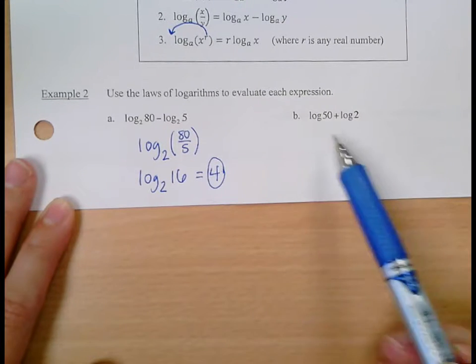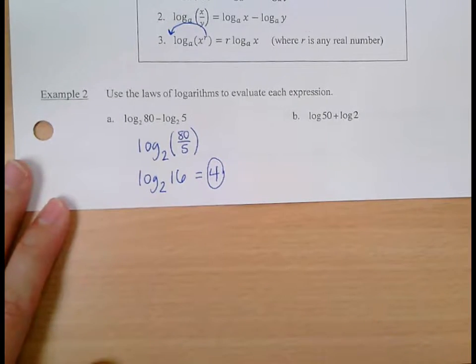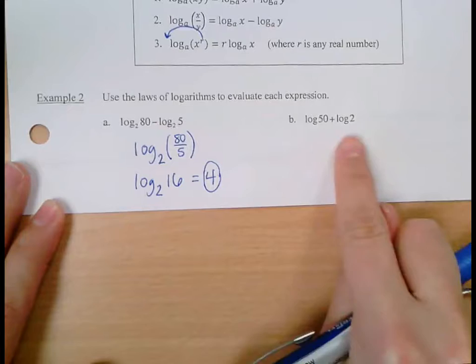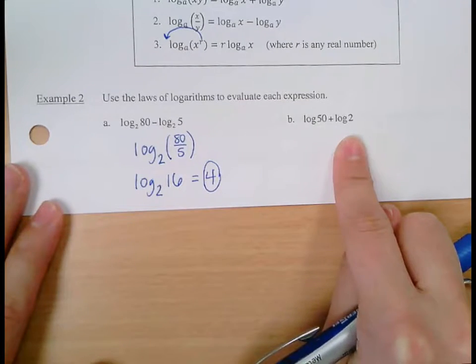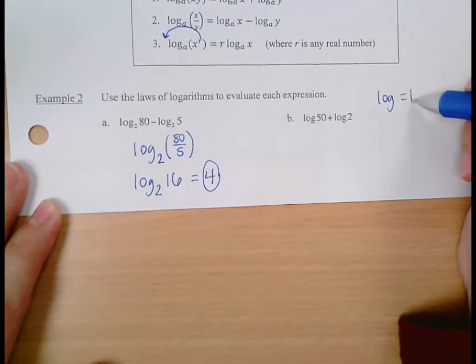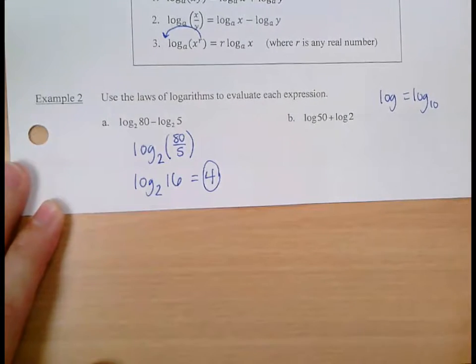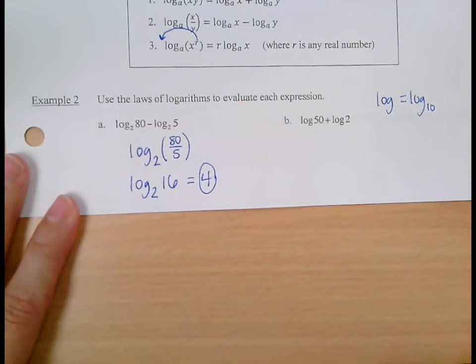All right, so for part B, one thing I want to talk about before we go through it, if you just see log, so no base is written, what base is there actually? 10, yes. So log, it's called the common log, is really log base 10. And your calculator is either in base 10, you have a log key that's base 10, or it's in base E for the natural log.